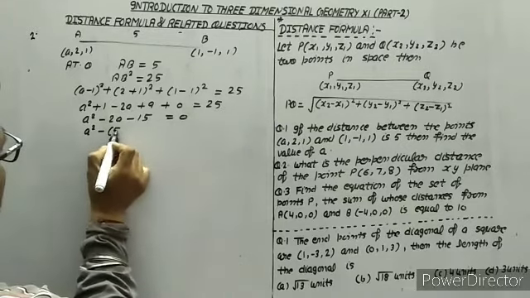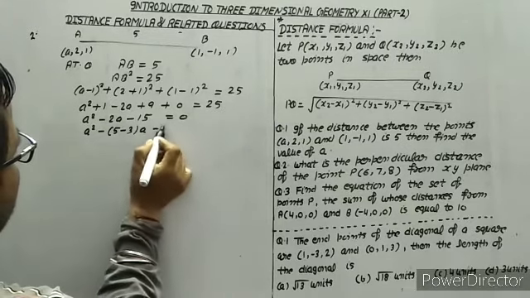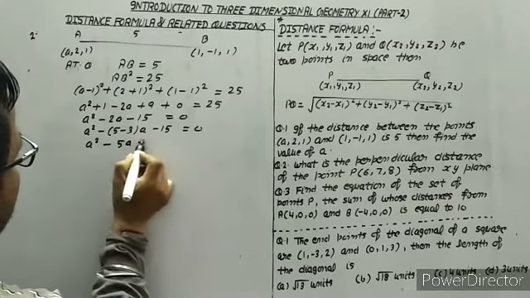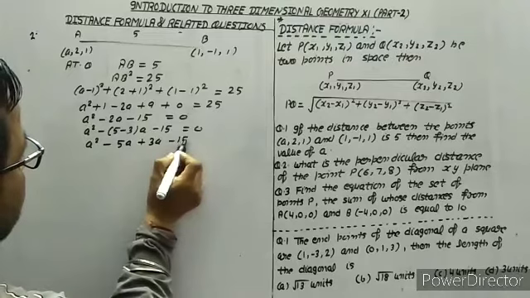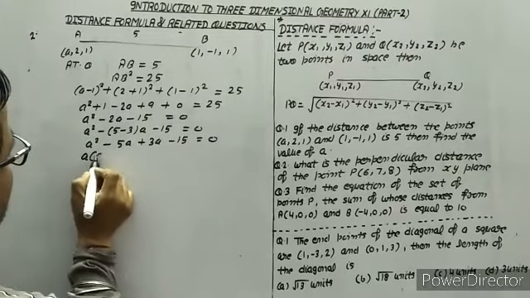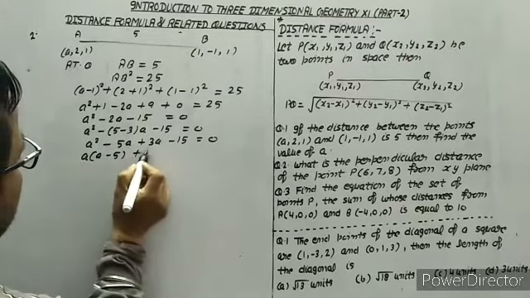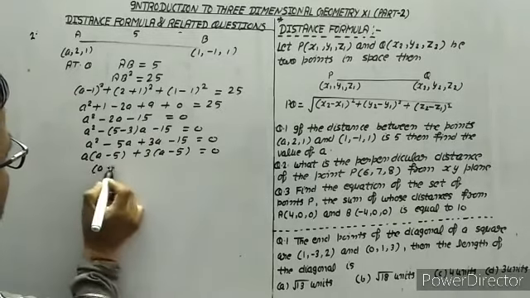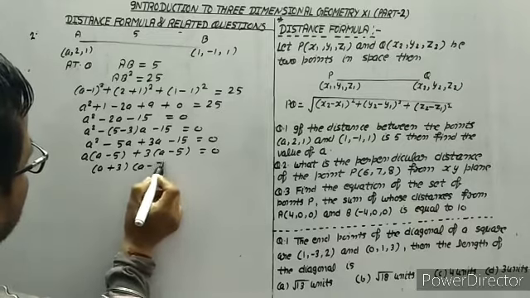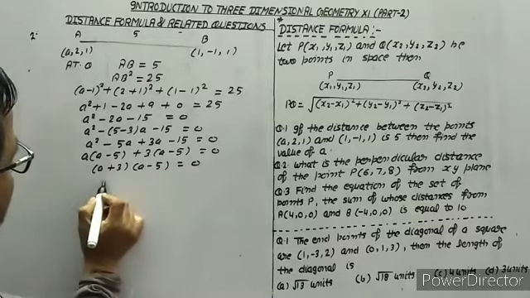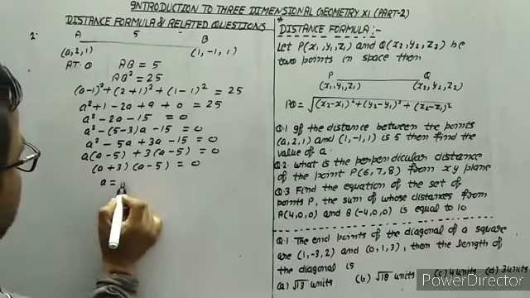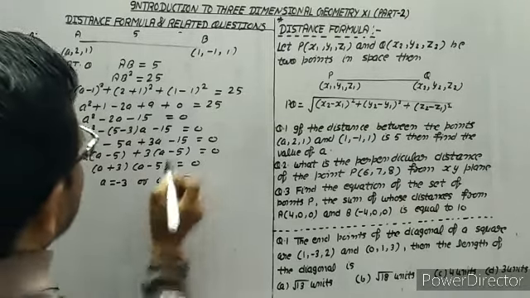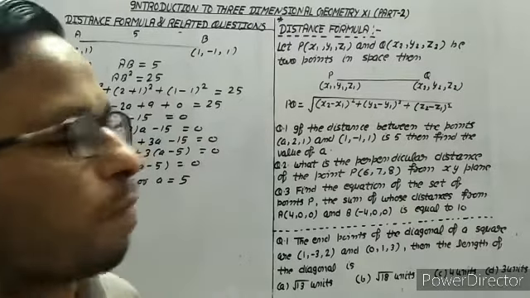Now do the factorization. 5 times 3 is 15. So a square minus 5a plus 3a minus 15 is equal to 0. a is common, what is left? a minus 5. Plus 3 is common, what is left? a minus 5 is equal to 0. It means (a plus 3)(a minus 5) is equal to 0. Therefore, the value of a is equal to minus 3 or a is equal to 5, and this is the answer for this part.